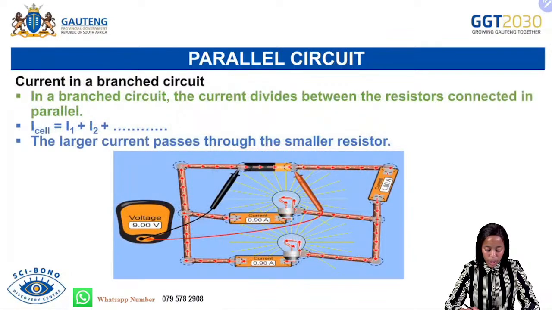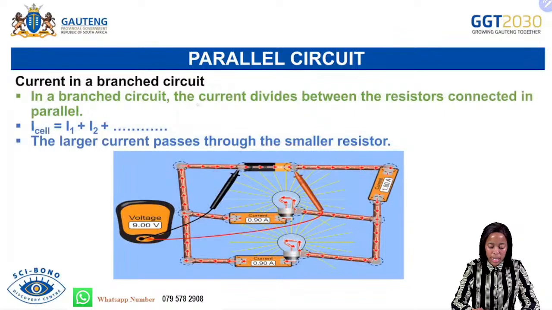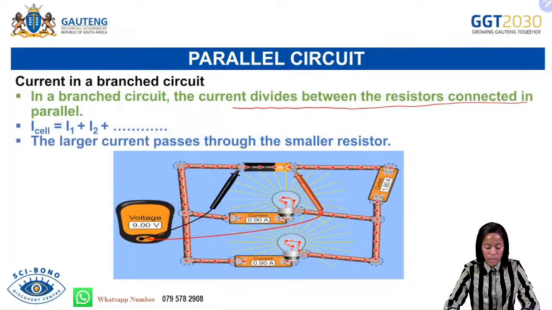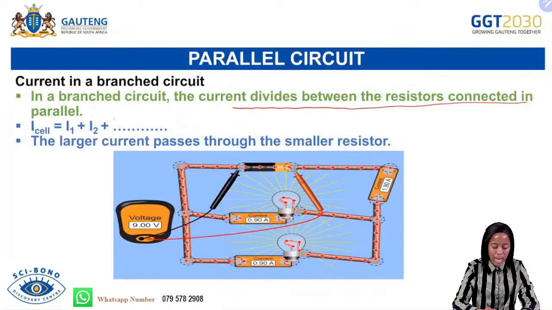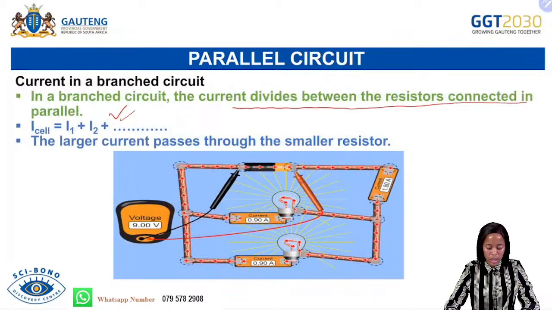Okay. Then it says current in a branch circuit. In a branch circuit, the current divides between the resistors that are connected in parallel. Because the current divides, we are going to use this to calculate the current. It says the larger current passes through the smaller resistor. So what's important to note is that the current divides. Parallel circuits are current dividers. So what does it mean?